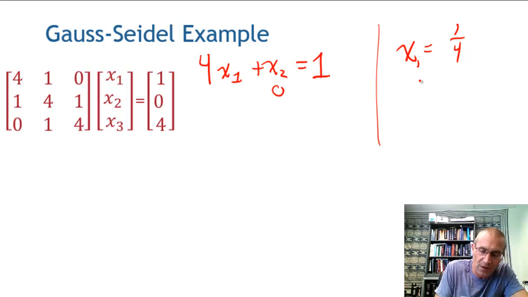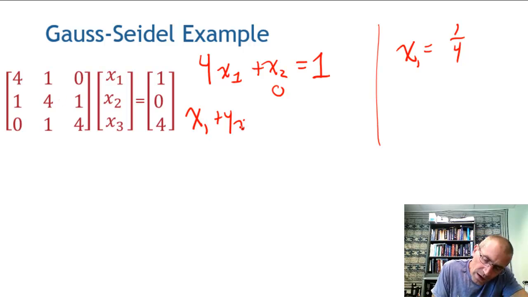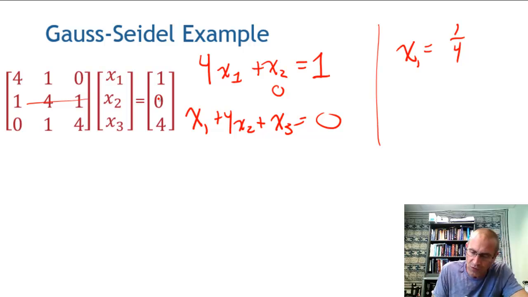So now my vector of x is essentially a quarter, 0, 0. And then I'm going to go down to the second equation, where I have x1 plus 4x2 plus x3, and that right there is equal to 0. And so that's this equation right there.